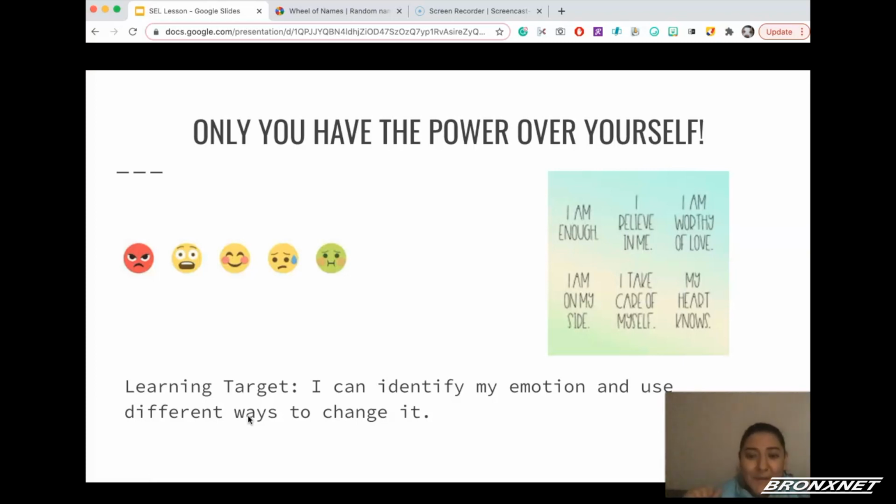I can take care of myself. I am worthy of love. These phrases are called positive self-talk. That's what we learned on how we can change our anxiousness if we want to. Because remember, boys and girls, something really important. Only you have the power over yourself.